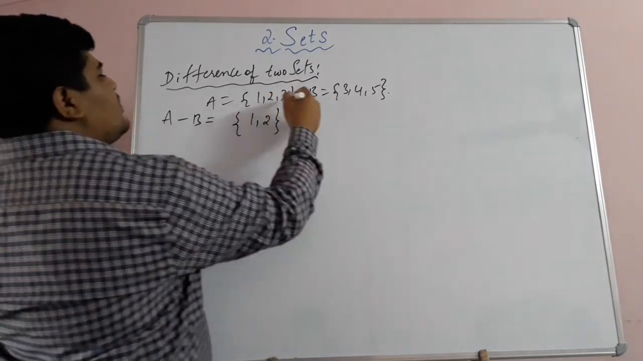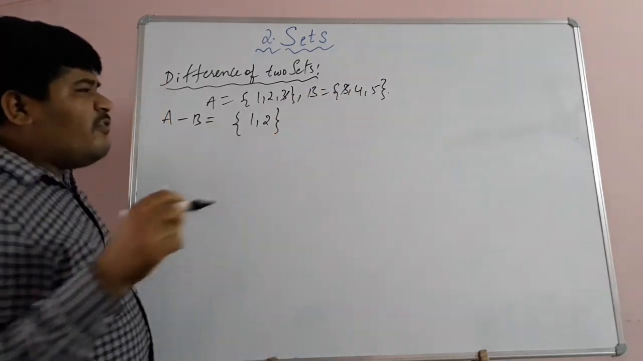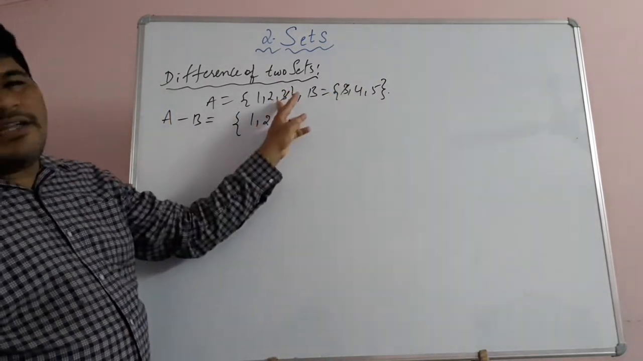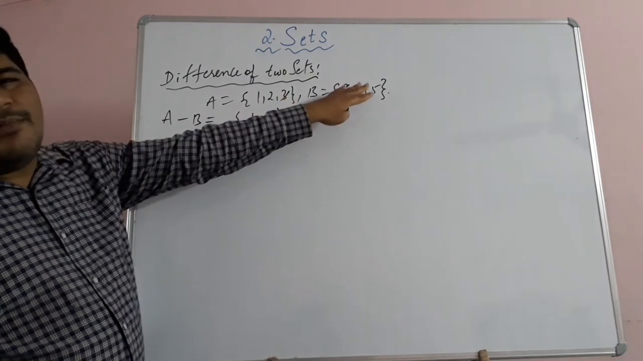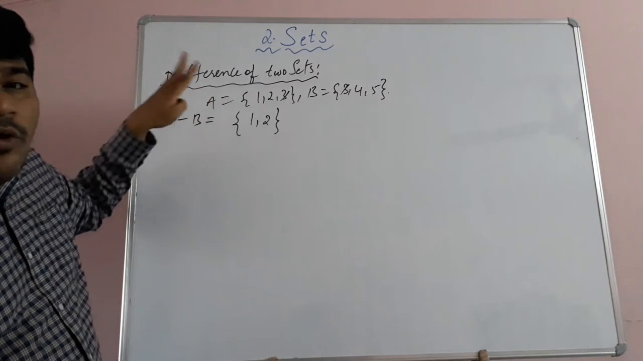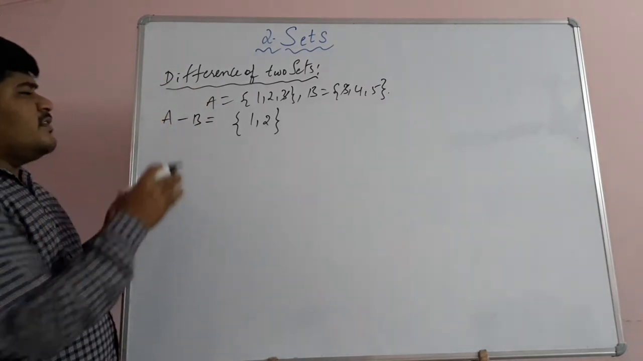3 is there in the first set and second set, we should not take. And whatever the elements are there in the second set, we never take. Common elements we should not take. A minus B means only A. So this is A difference B.